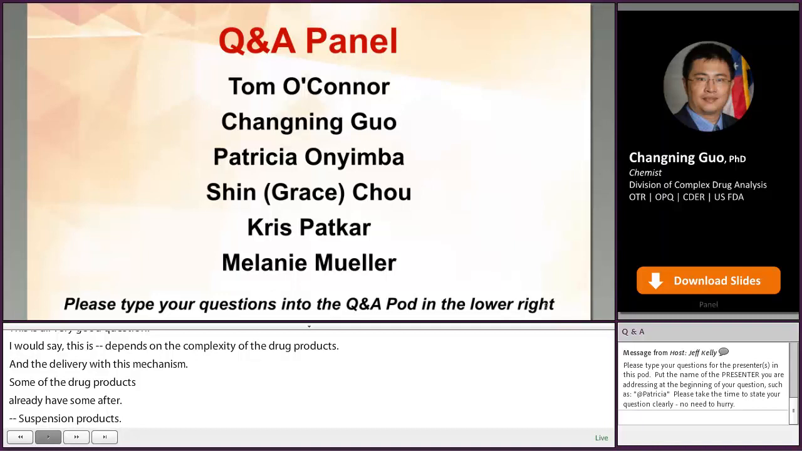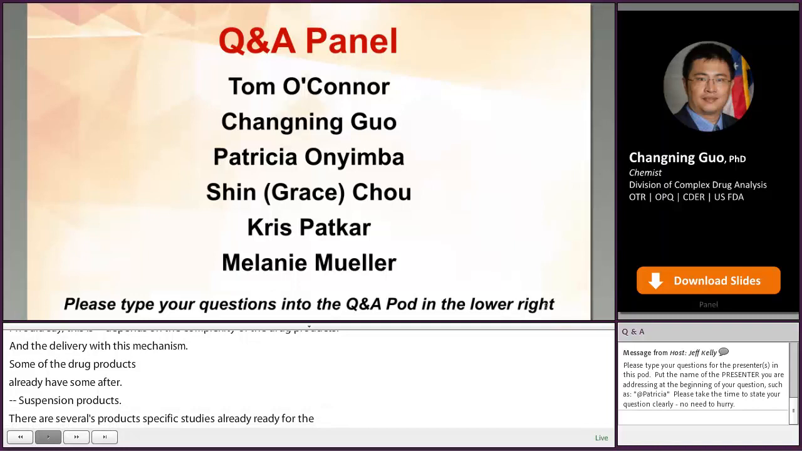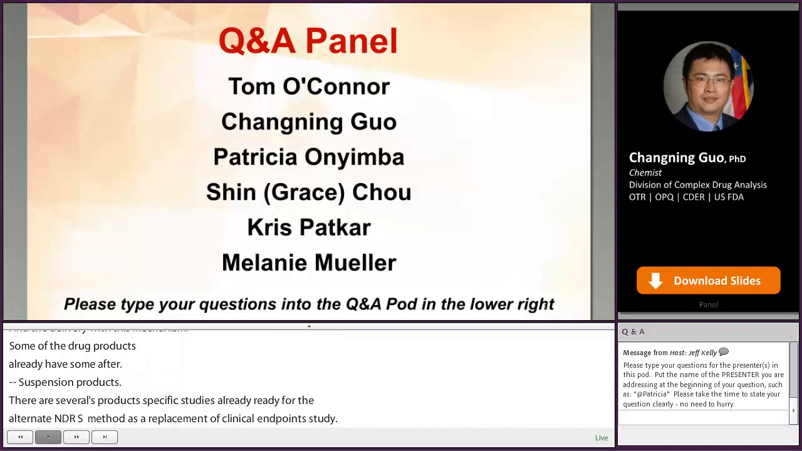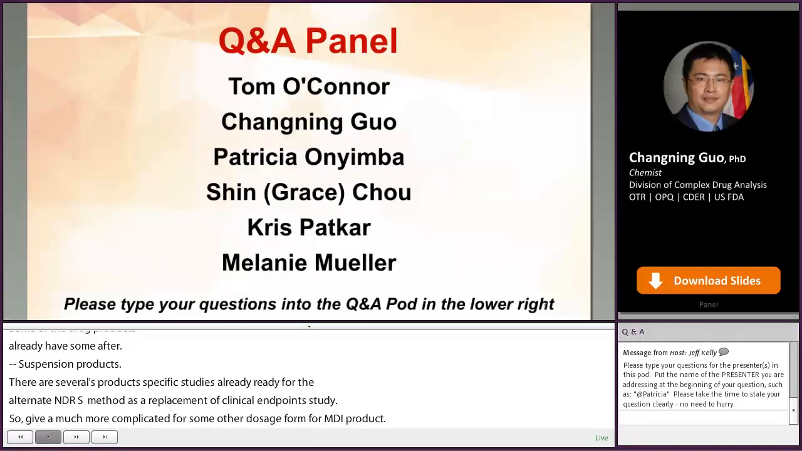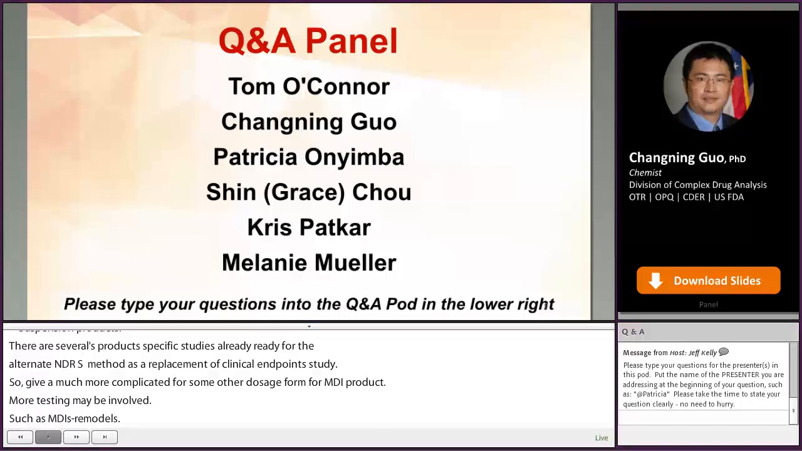So it could be much more complicated for some other dosage forms. For example, for MDI products, the in vitro testing may involve MDRS, biorelevant mouth-throat models, spray velocity measurement, and dissolution. I would say it is happening right now, and we are working to develop more methods to apply to more dosage forms.